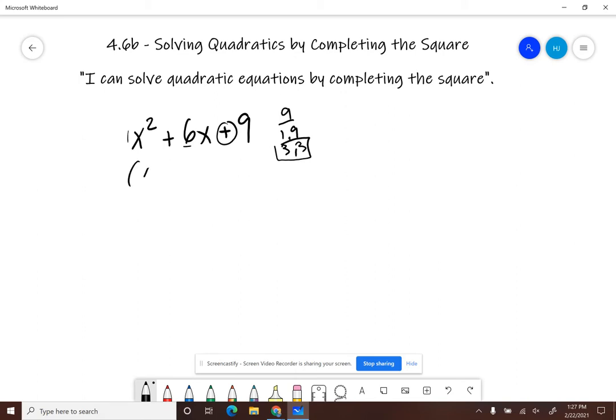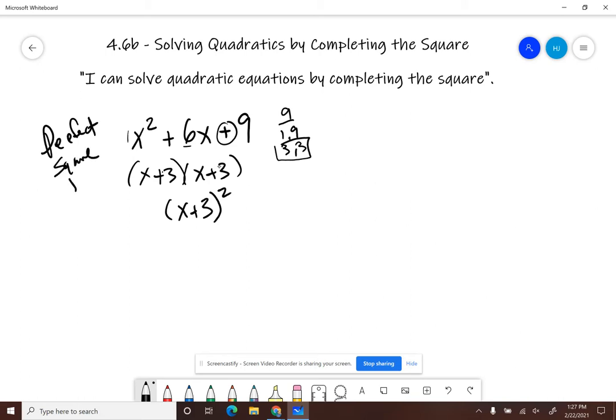So I could factor this out as x plus 3 and x plus 3, which again I could rewrite as x plus 3 squared. So this is a perfect square trinomial. And again, if we look at the way this factors out, what I want you to notice is this 3 that's right here is basically half of this b term.